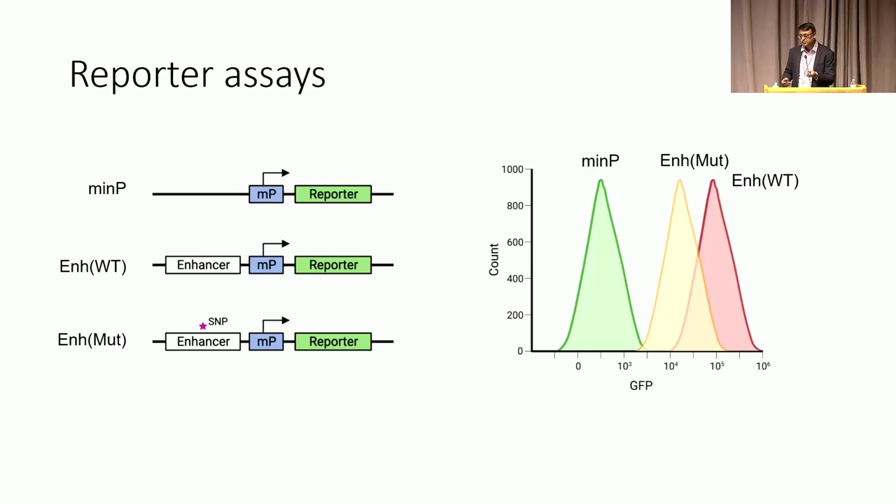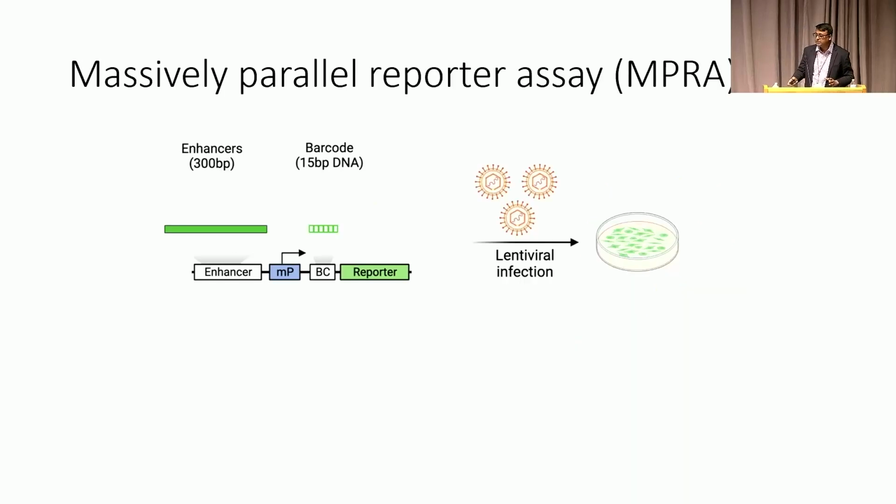But what we are trying to do is adapt this approach into a high-throughput system in which we can test multiple enhancers all in a single experiment. This assay is called the massively parallel reporter assay. In this assay, we have a very similar reporter construct with the reporter gene, minimal promoter, and also an enhancer upstream. The only difference is we have an additional barcode region, a 15 base pair barcode, which is located in the 3' UTR of this reporter gene. Having this unique 15 base pair barcode, which tags the enhancer, gives us the advantage.